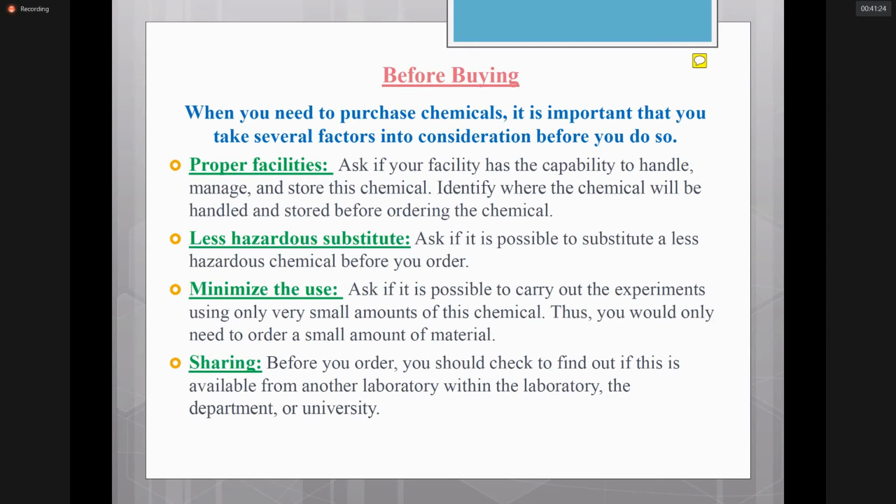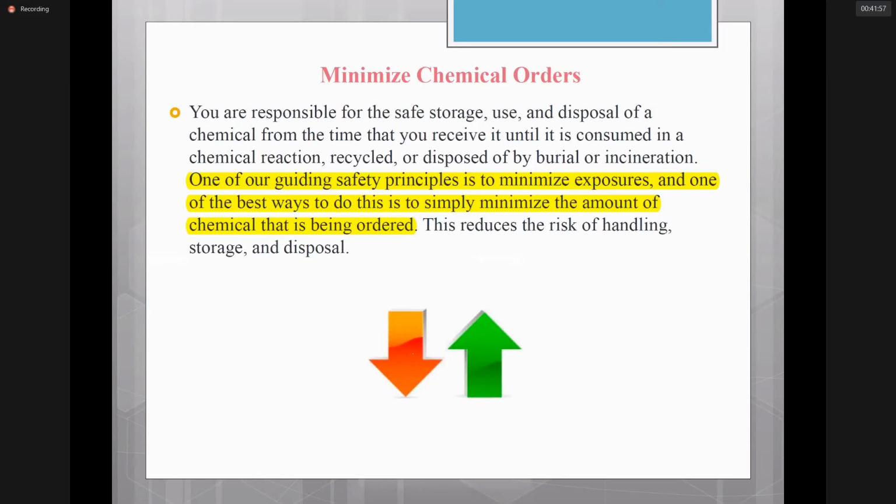Because when we have an extra or excess amount, what do we do? We just dispose of this extra amount, even if it is clean or not used. Sharing. Before you order, you should check to find out, is this available from another laboratory within the laboratory, the department, or university? Before buying and ordering this chemical, check if there is a laboratory that has this material or chemical. So we minimize the chemical order as much as we can.